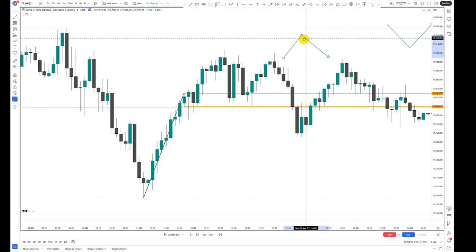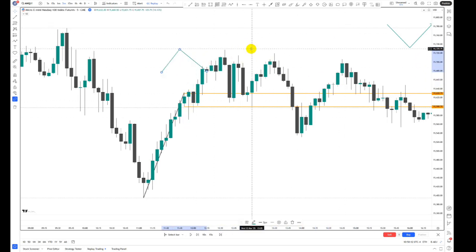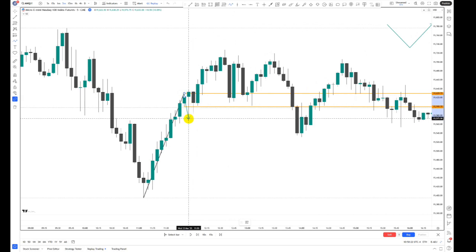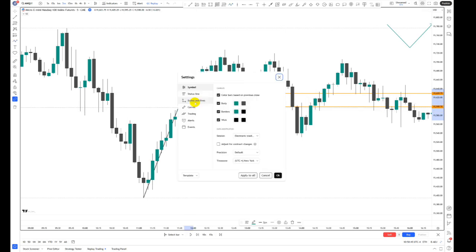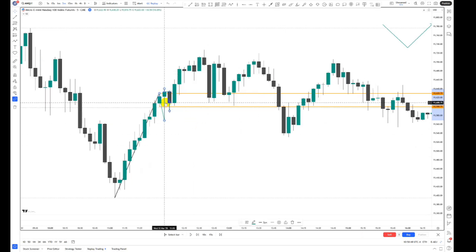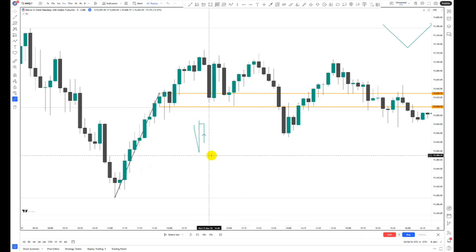If I want to draw this, let me erase this. The price opened here. It tried to go down, but it couldn't sustain and it went up. It closed here. Then the next candle opened here. It tried to go a little bit up, but it couldn't sustain and it went down. Finally, it closed here. So this is the movement you can see inside the candle.